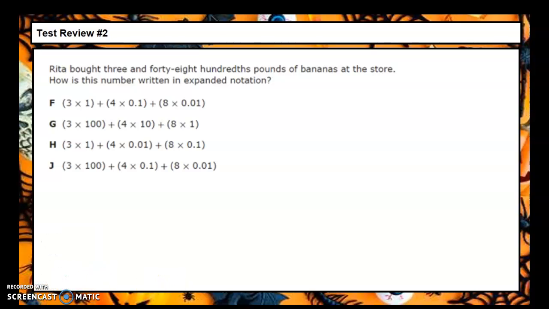Guys, let's look at the second question of our test review. It says that Rita bought 3 and 48 hundredths pounds of bananas at the store. How is this number written in expanded notation? Well, when I have a number, even if it's written in words, I'm still going to circle it with my cube strategy.